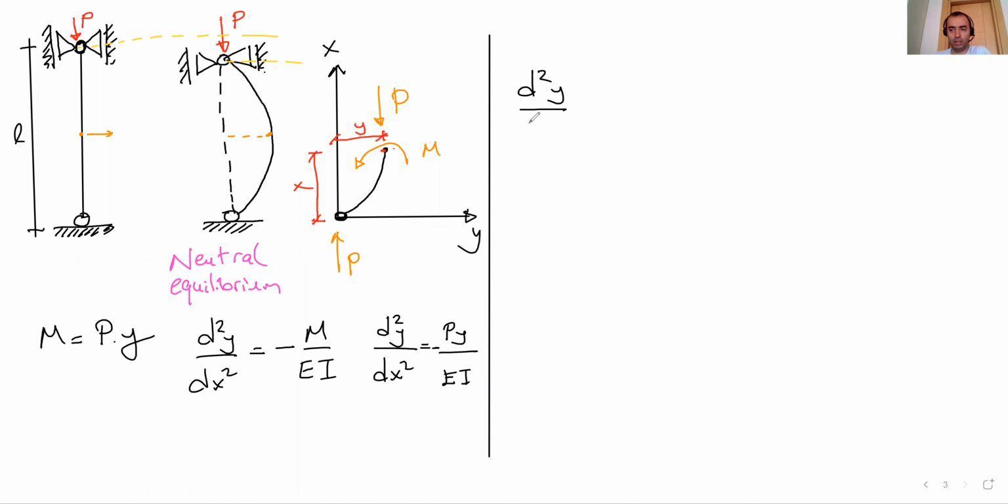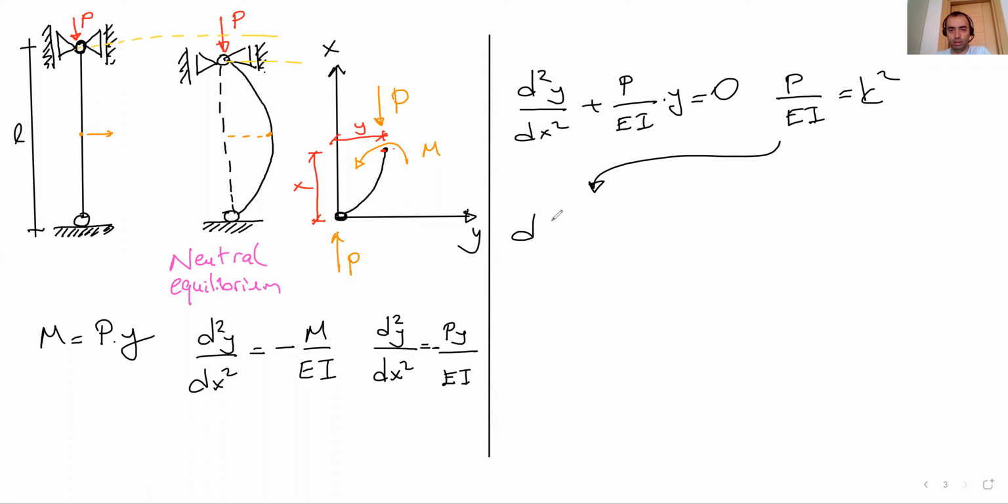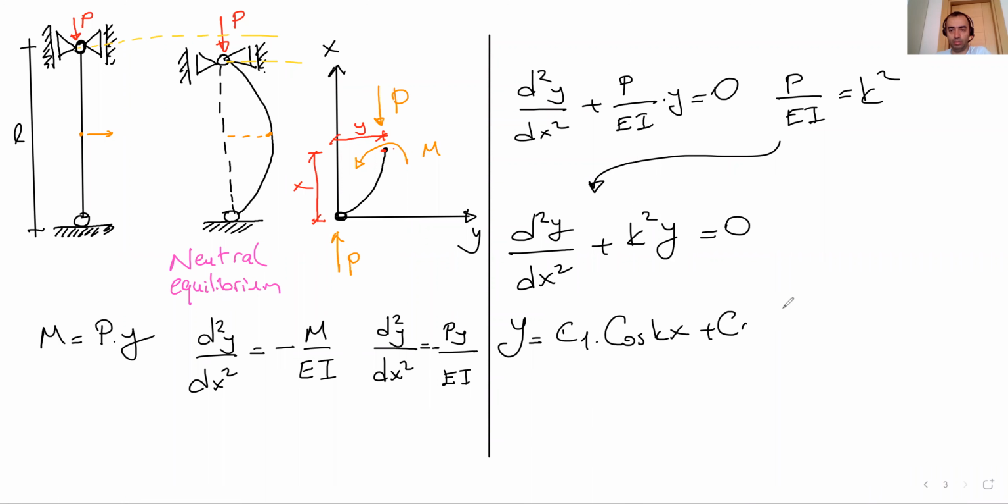The curve y'' plus P over EI times y equals 0. If we say P over EI is k square, then y'' plus k square y equals 0. So y here is c1 times cos kx plus c2 sin kx.